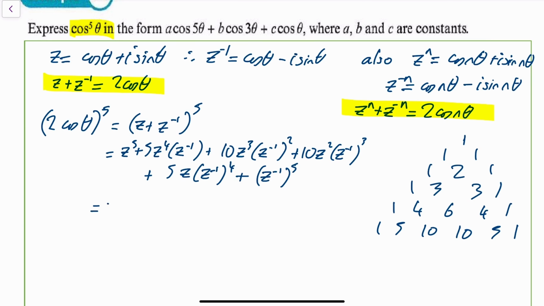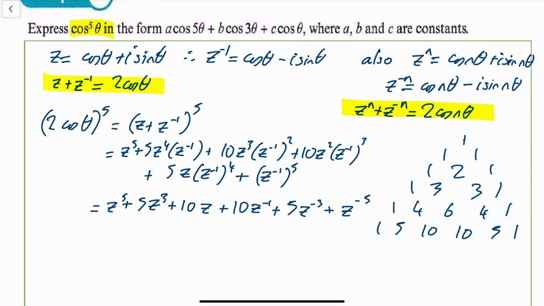And if you sort that out, you're going to get z to the power of 5 plus 5z cubed plus 10z. That's going to be z to the minus 1 squared, which is z to the minus 2, and then times z to the power 3 just gives you z. Then plus 10 times z squared times z to the minus 3, which is z to the minus 1, and then plus 5 times z times z to the minus 4, which is z to the minus 3, and then the last one is z to the minus 5.